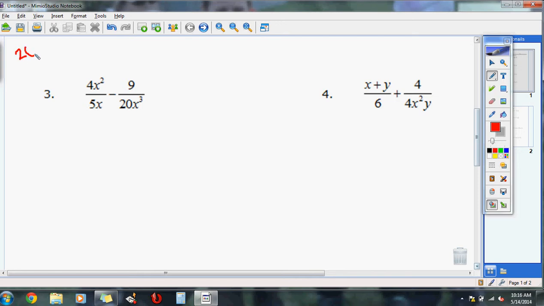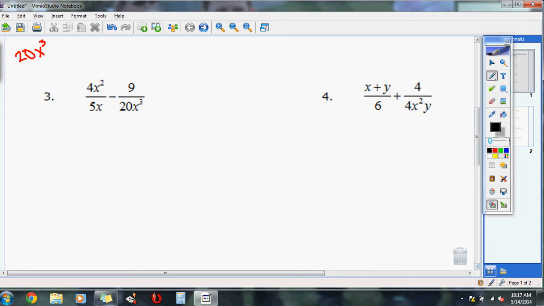So we're going to put a 20 right up here for the LCD. Now, I need both of these denominators to be the same. I can only multiply. So I can't make a 3 smaller, but I can make an x bigger. So that's why I look at the variables. I see where there are the most variables. Right here, 3. So I'm going to say 20x to the third power is my least common denominator here.